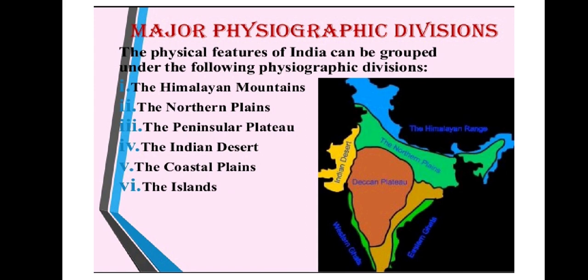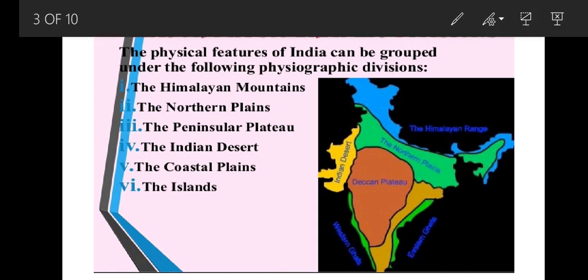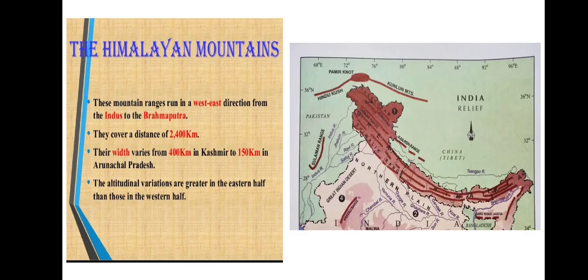Then we have the islands. Islands, you know, are the landform features which are surrounded by water from all sides. We will discuss them later on. But first of all, we will discuss the Himalayan mountains.